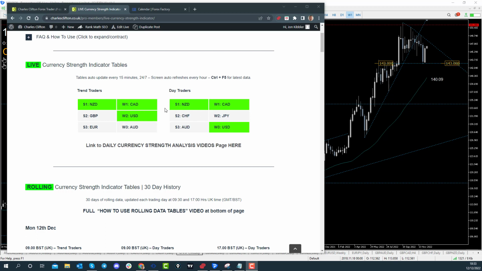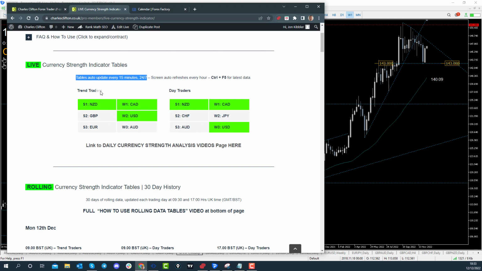We can see here some of the currencies are highlighted in green. That means there is a confluence between the two trading time frames, and that's where we should be focusing our attention in these videos. The tables auto update every 15 minutes, 24/7, so wherever you are in the world, if you have access to this currency strength indicator, you should be able to see the latest update.